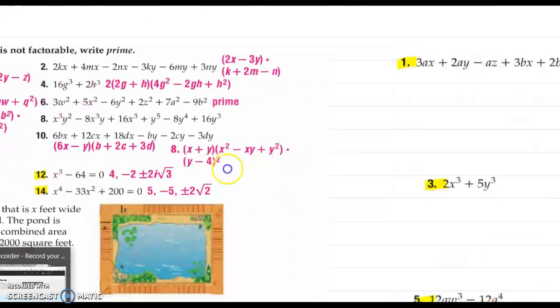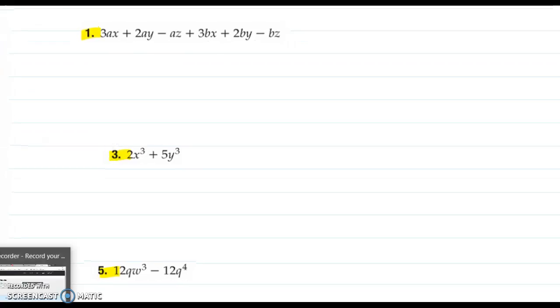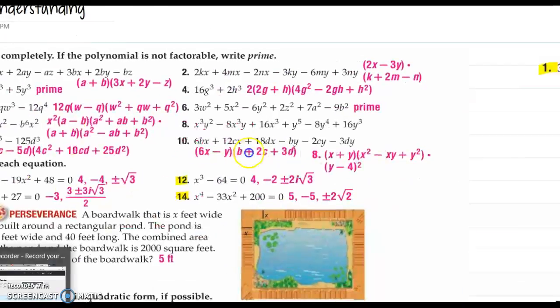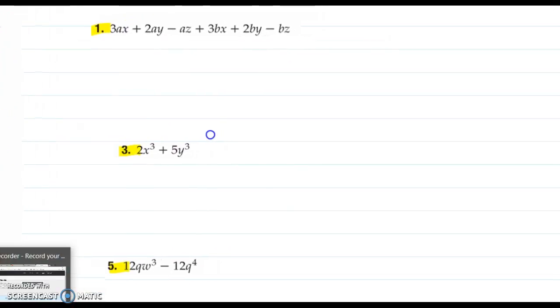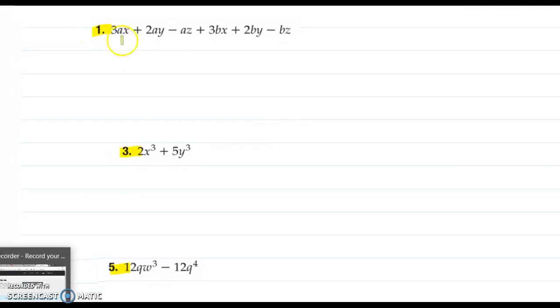So I'm going to start with number 1 over here. The directions are to factor completely, so first we see if there are any greatest common factors. We look for a GCF, and there's nothing that goes into all of those terms. So then I ask myself, how many terms do I have? 1, 2, 3, 4, 5, 6. So I'm going to try grouping, and again, this is one of those where we look and see what we think they have in common.